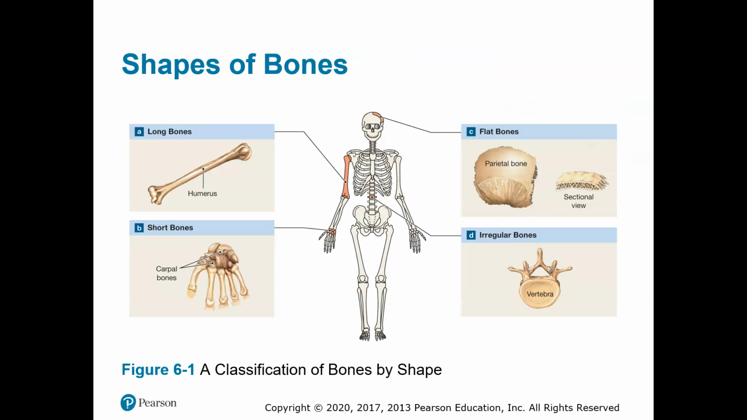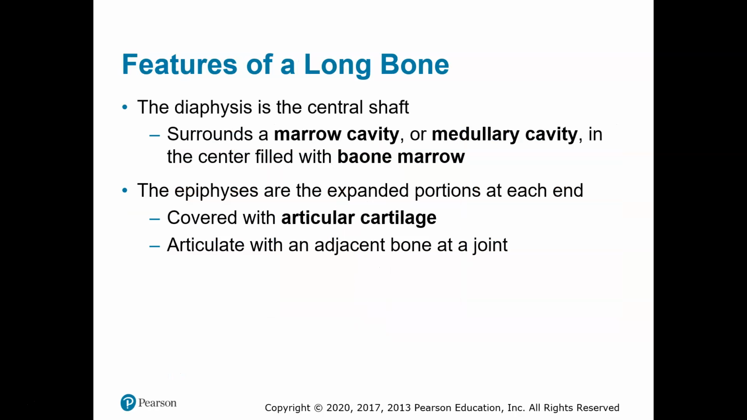And here's the picture blown up a little bigger. The humerus is the upper arm bone. That would be a long bone. The short bones are like the wrist and the ankle bones. And the bones of the skull are flat bones. So that would be an example of flat bones. And irregular would be your vertebrae that form your backbone.